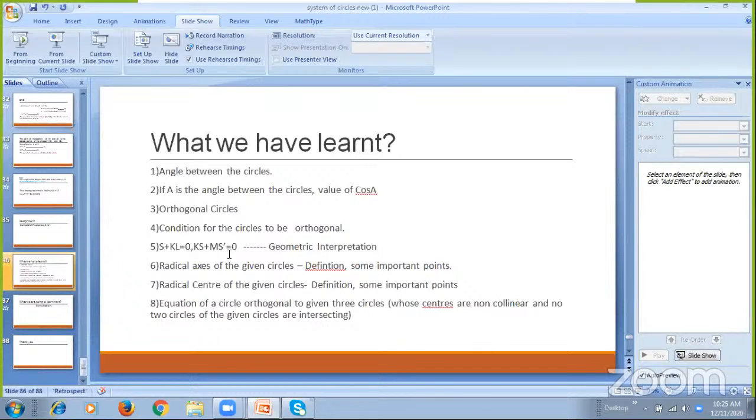Now, kS plus mS dash equal to 0 is also a circle. Which type of circle? A circle which is intersected.